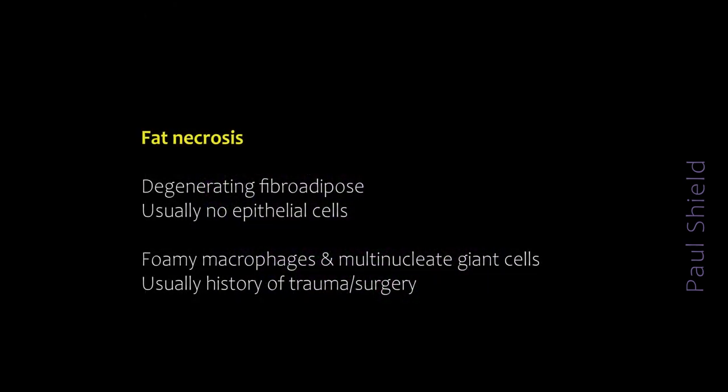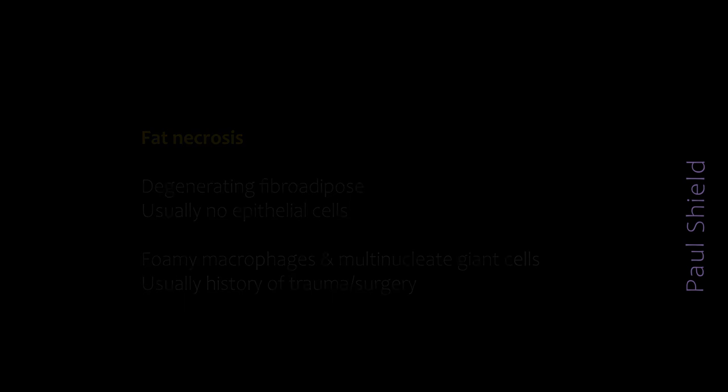So in summary, fat necrosis is usually characterized by clumps of degenerate fibroadipose tissue, sometimes really just a pale imitation of it. There are usually very few, if any, epithelial cells present, but quite a lot of lipophages around, and you can see multinucleate histiocytes as well. Those macrophages usually have very foamy cytoplasm. There's usually a history of trauma, like a motor vehicle accident or some injury to the breast, or more commonly probably surgery, which was the case with both of these.